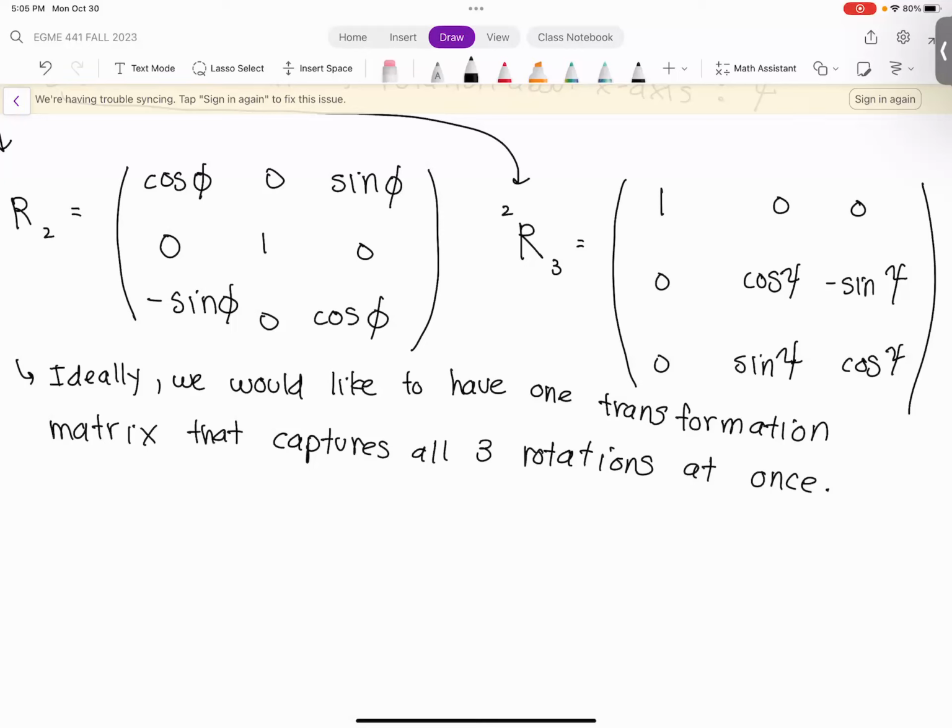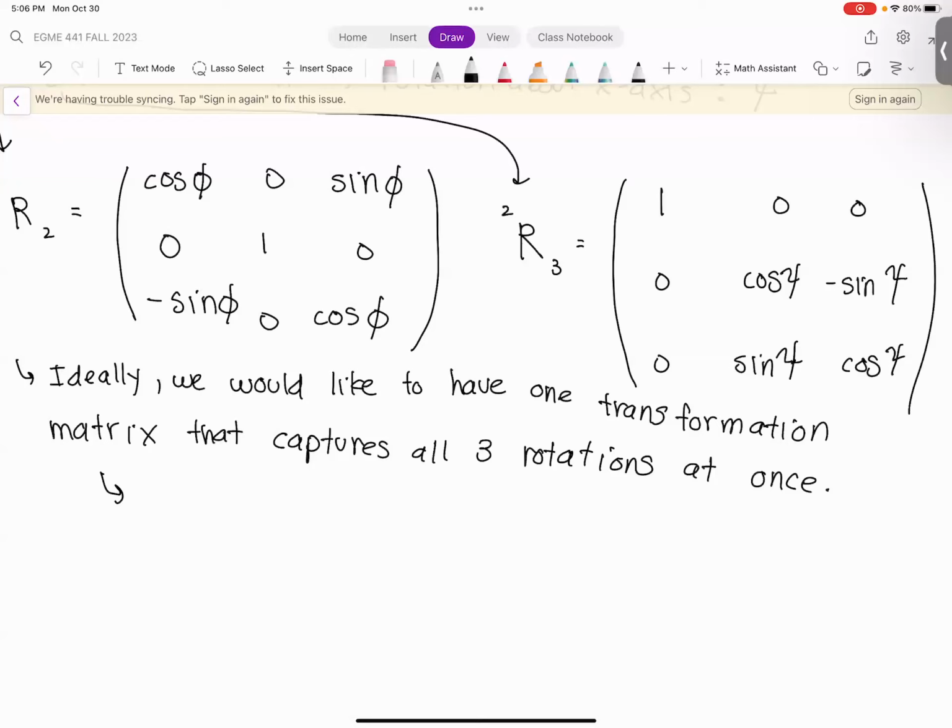Technically, we can use these 3 transformation matrices, and if we wanted to, we could take the location of a point and just multiply by each of these 3 matrices in succession, right? And so we multiply by R map 1, R1 2, R2 3. So that's possible, but it would be nice to have just one matrix and capture the whole thing.